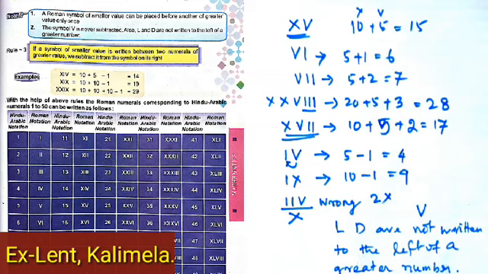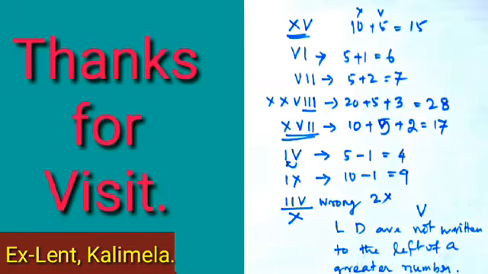Rule 3. If a symbol of smaller value is written between two numerals of greater value, we subtract it from the symbol on its right. Subtract the value from the symbol on the right. Okay.